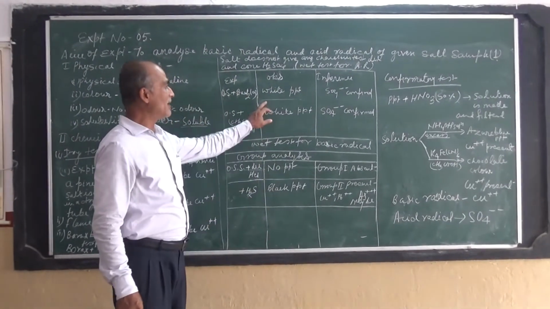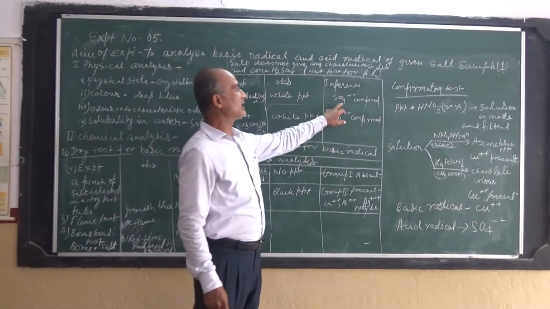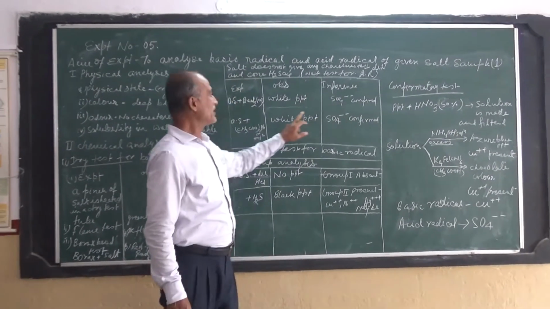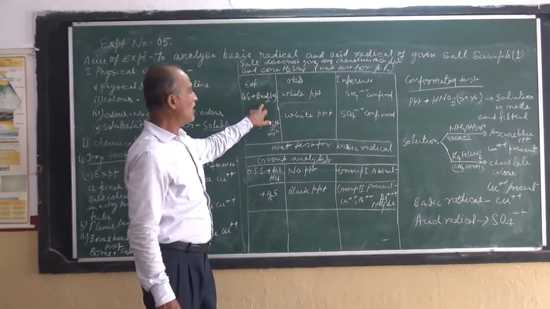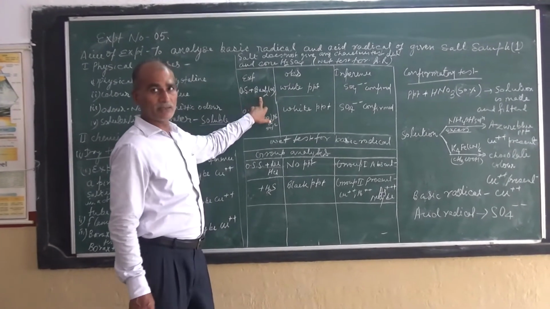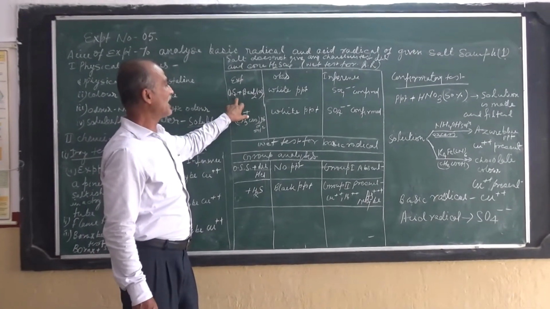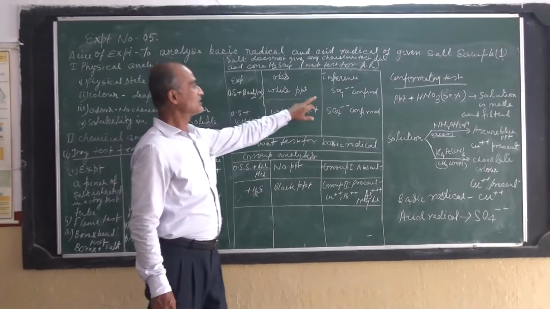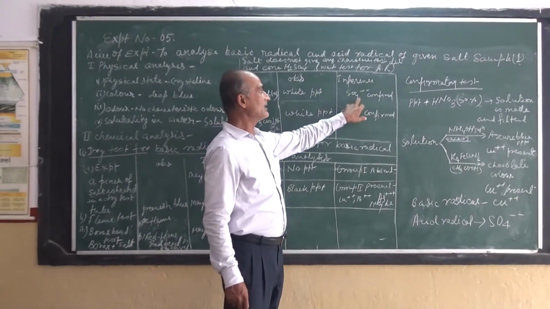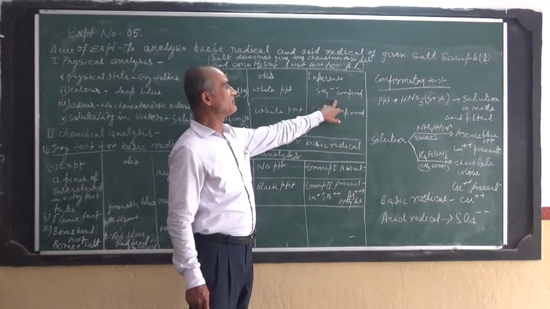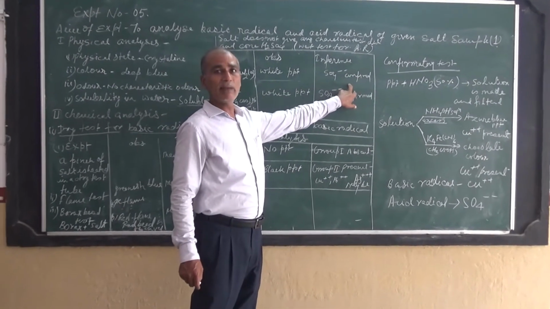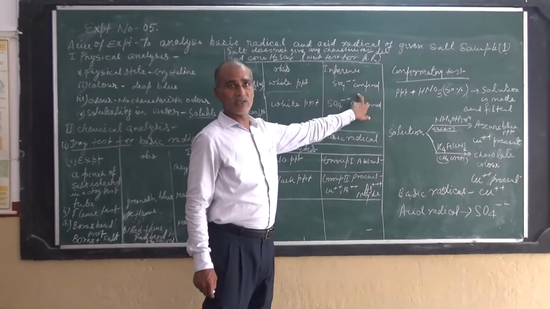This will confirm that the given salt is a sulfate. As per the chemistry, the given salt forms a white precipitate with barium chloride, because barium sulfate is produced, and that's why we can confirm that the given salt has the acid radical sulfate.